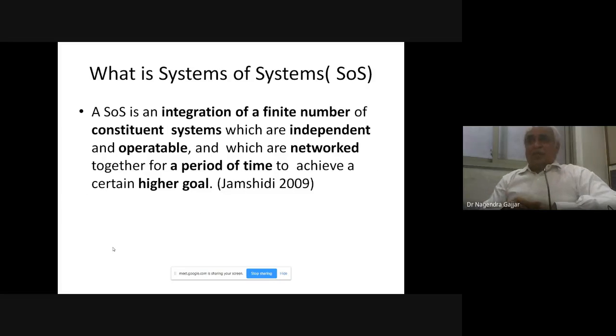Now, what is systems of systems? In short, I'll call it SOS. This is a fun reference. What is the other form of SOS? Anybody would like to mention? Okay, I'll give you a hint.